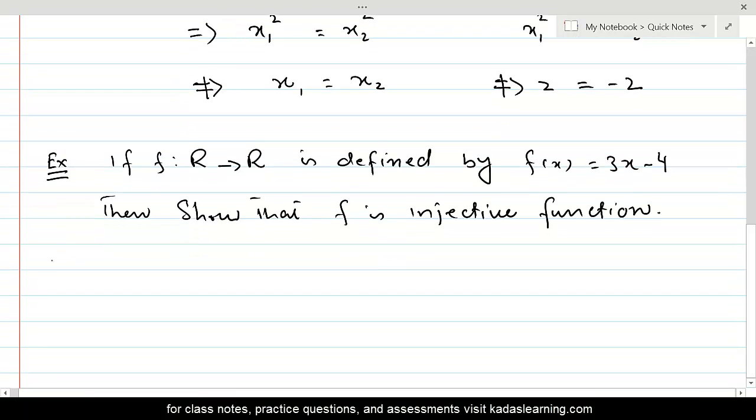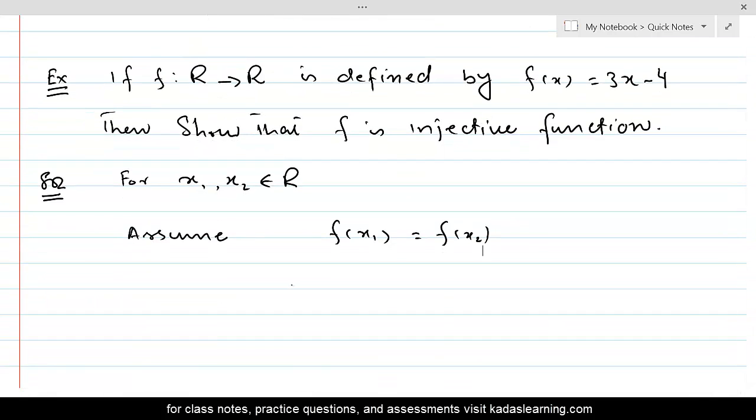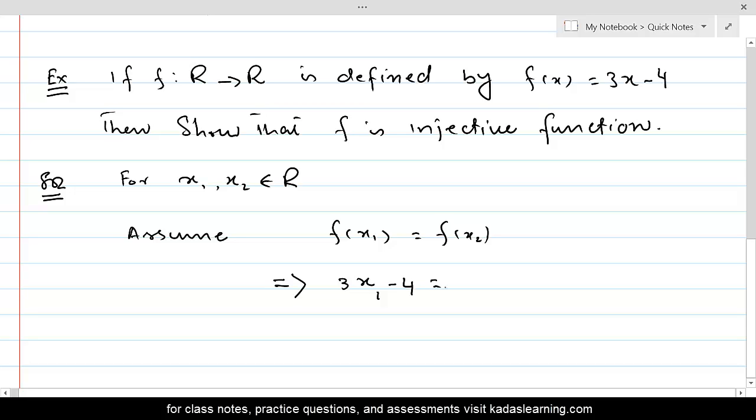All right, so now the solution would be, we are going to assume that f of x1 and f of x2 are equal, just like we explained in the procedure. For x1 and x2 belonging to R, assume f of x1 is equal to f of x2. If that is true, then by definition, what would be f of x1 equal to? If we transform x1, what would be the image of x1? That would be 3x1 minus 4, and similarly the transformation of x2 would be 3x2 minus 4.